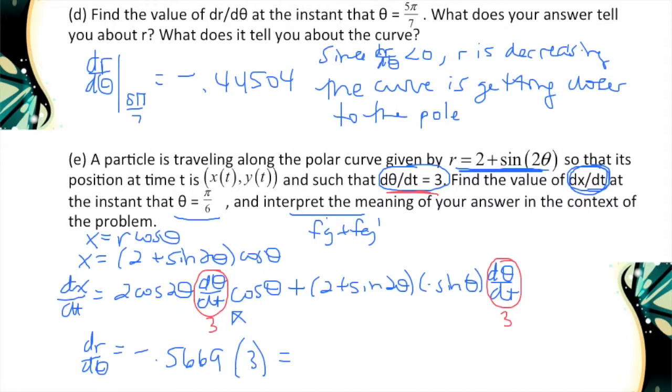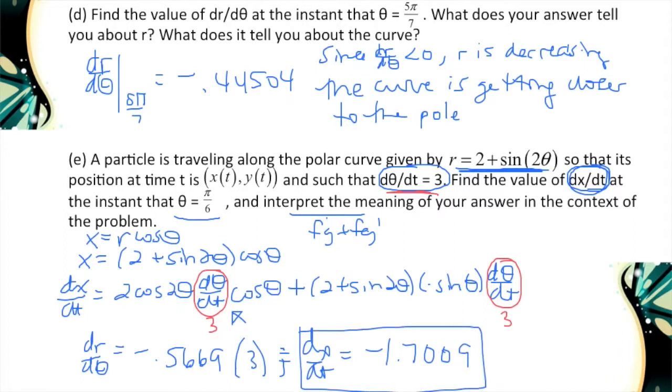And so therefore our dx/dt is going to equal negative 1.7009. Okay, and that lets the calculator do the work for us instead of us doing it by hand. And if that troubles you, I promise you, if you work this out by hand and plug in the pi over 6 and do all that, you will get the same answer of negative 1.7009.